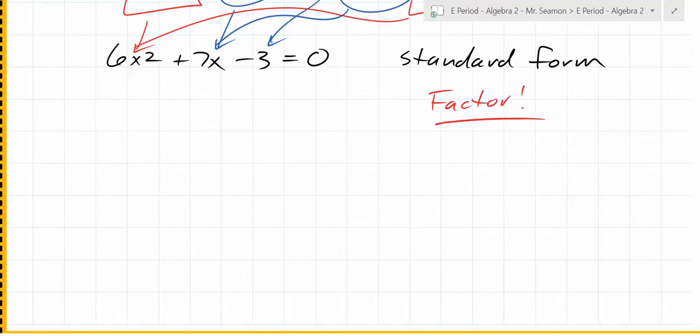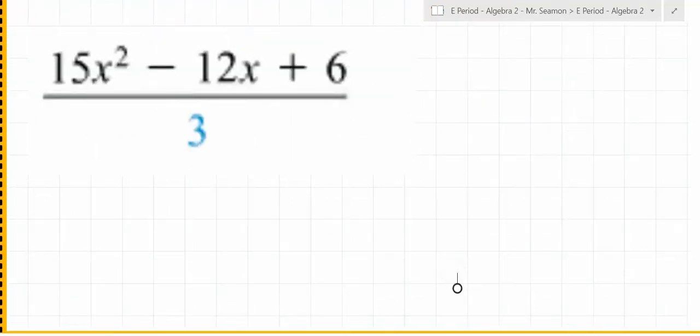Well, how about this? You can work on it. What does this mean? You have something divided by 3. Each individual thing is being divided by 3. So if you were going to simplify this, can someone tell me how you would go about simplifying this? What would you do, Connor?